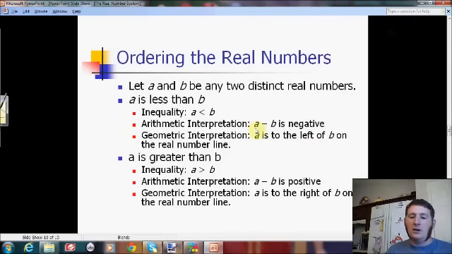What you might not have known is that in terms of arithmetic, if you do the subtraction A minus B, you'll always get a negative if A is less than B, which makes sense when you hear it, but it's not necessarily the way you were taught to think about inequality. Similarly, A is greater than B, here's the inequality, A is greater than B. You're probably not shocked too much that instead of being to the left, we're looking at to the right. Instead of being negative, we're looking at positive.